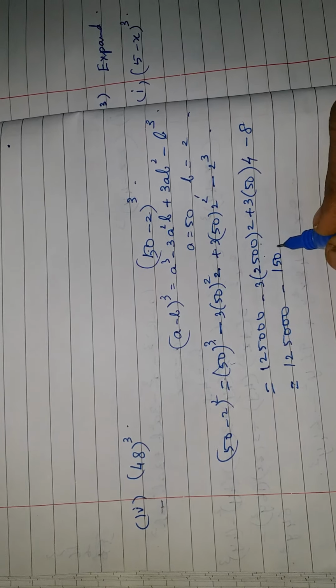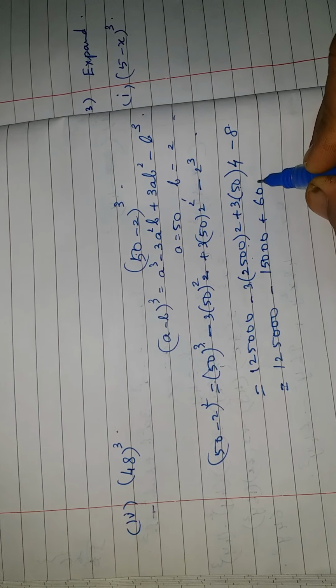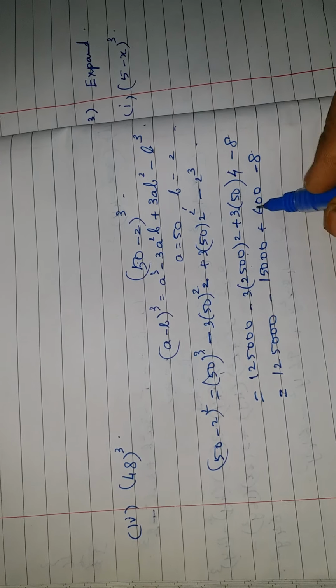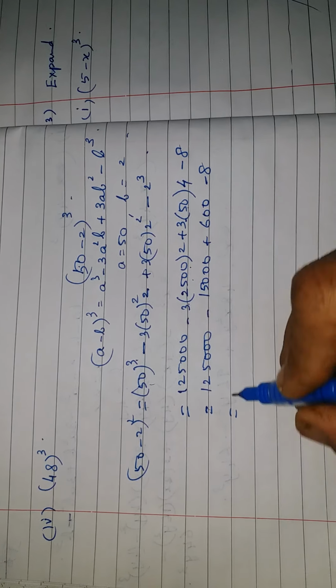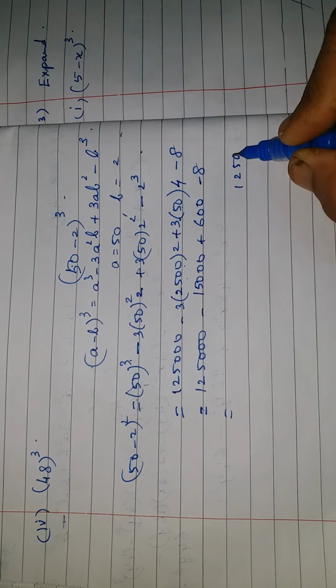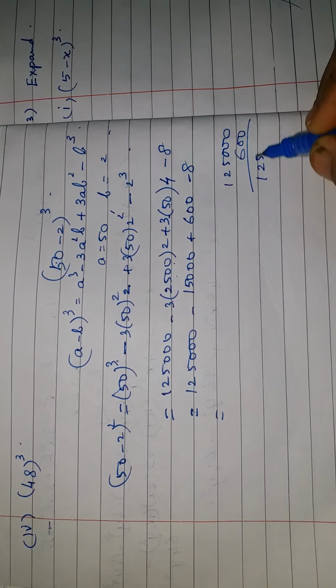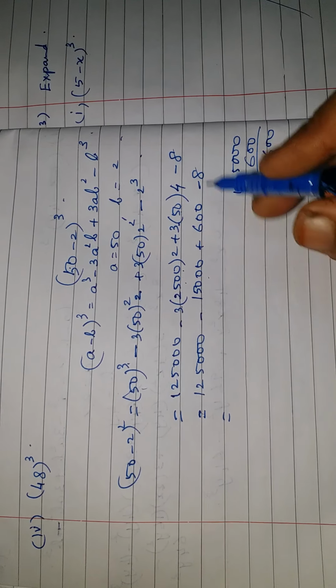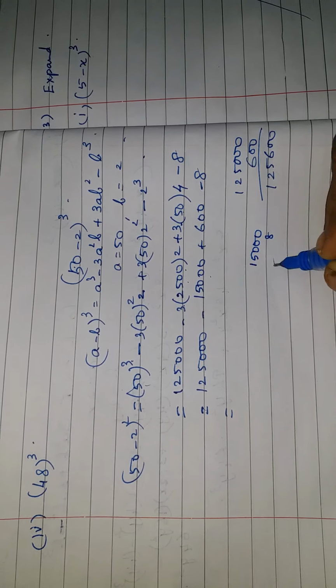150 followed by 2 zeros, plus 3 4s are 12, 12 5s are 60 followed by 1 zero, minus 8. I am multiplying the numbers and putting the extra zeros. So it is equal to, just add the positives. So 125 followed by 3 zeros plus 600. So your value is 125600. So both these negatives you add up. You will get 1500 plus 8 will give you 15008.